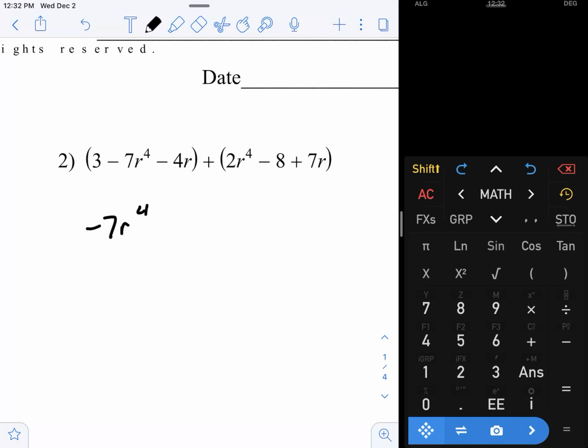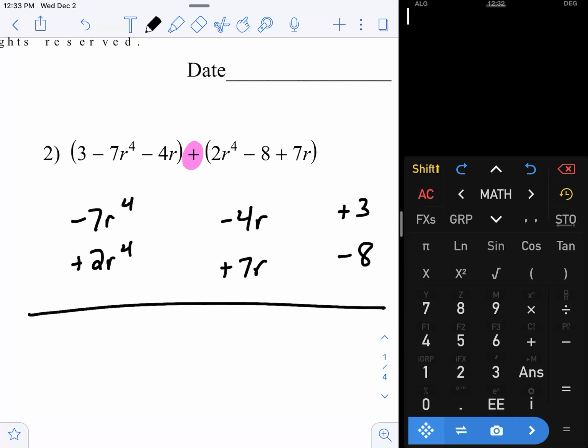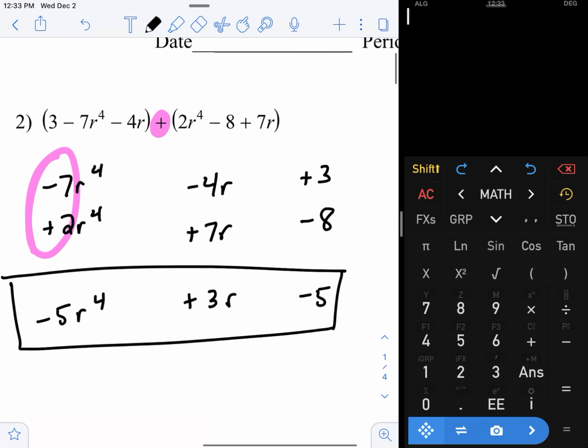Negative 7r to the fourth minus 4r plus 3. Now, this second one has a positive sign instead of a negative sign. So what that means is I don't need to change any signs. So plus 2r to the fourth minus 8 plus 7r. Negative 7 plus 2, negative 5r to the fourth, plus 3r, minus 5.